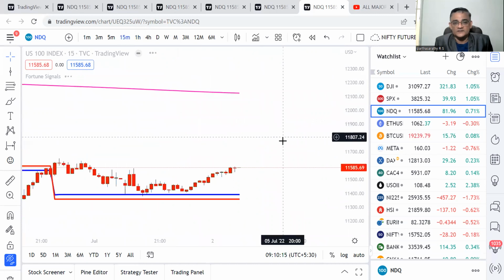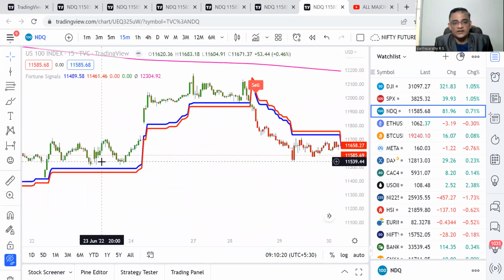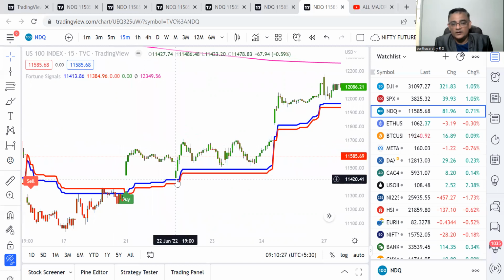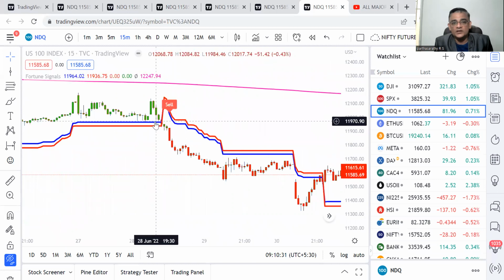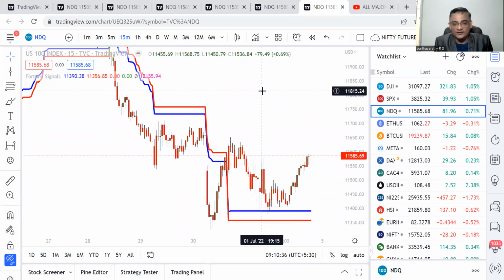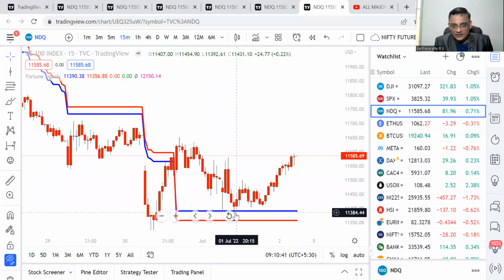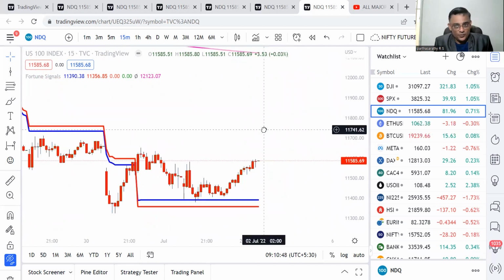Let's go to 15 minutes. In 15 minutes, it gave a buy here and went up, came down near the blue, but here the blue is not touched. Here the blue is touched and the stop loss triggered. And again came down. Now, after breaking this, it came down all the way, touched the blue and went up. So how to trade this now?